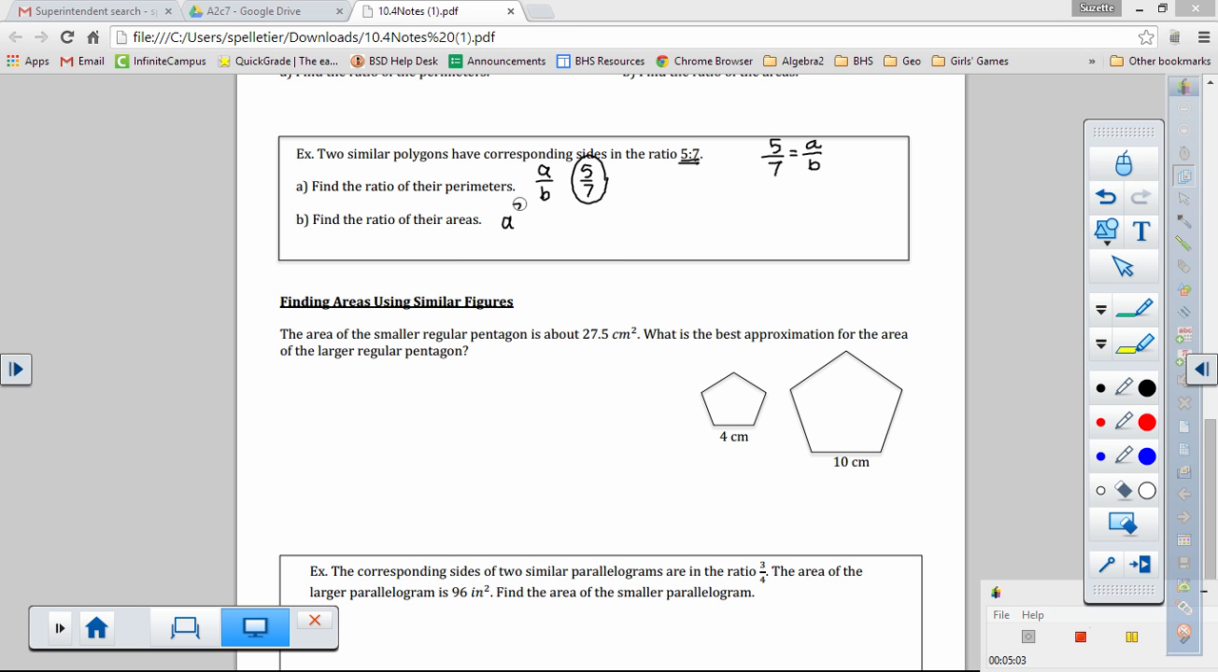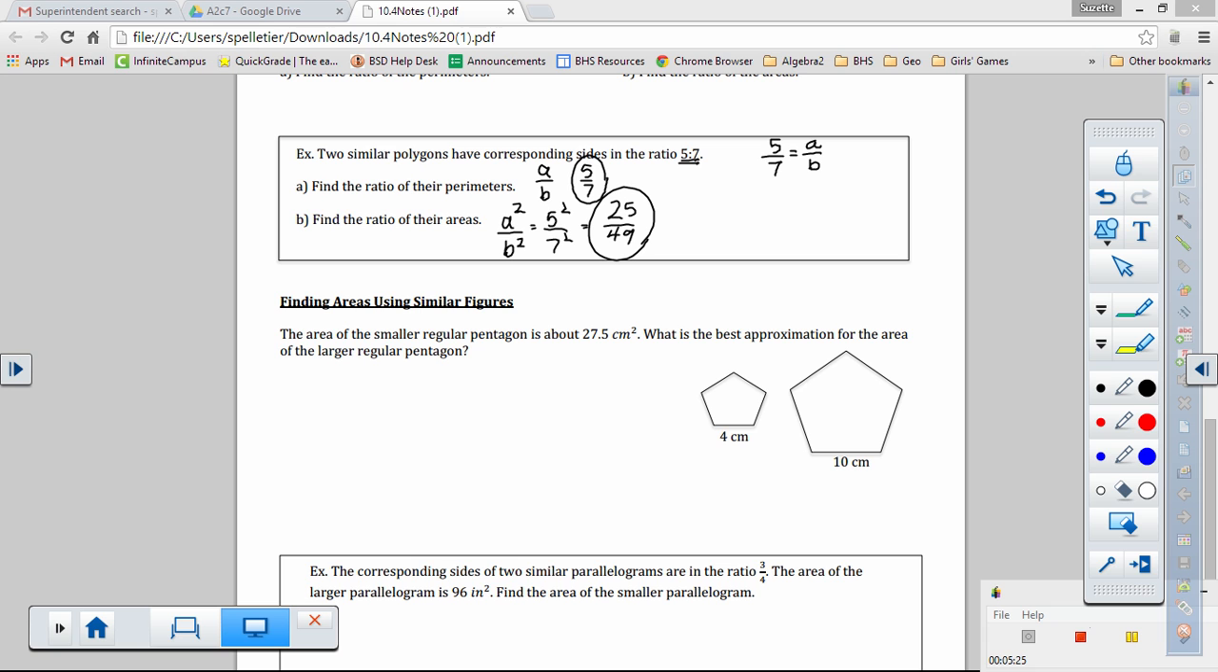We know that's going to be A squared and B squared. So I'm going to do 5 squared and 7 squared, or 25 over 49. It's that simple. You're plugging it in to A over B or A squared over B squared. It's that simple. All right. Finding areas using similar figures.